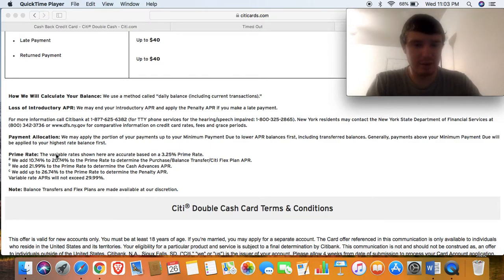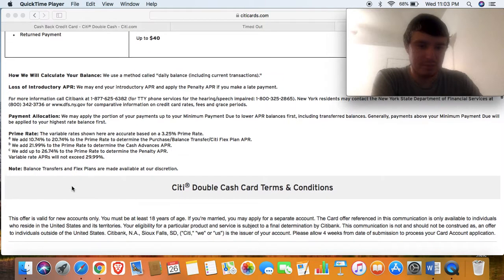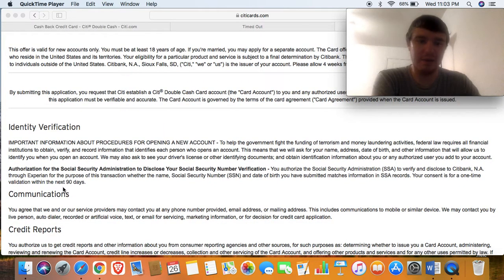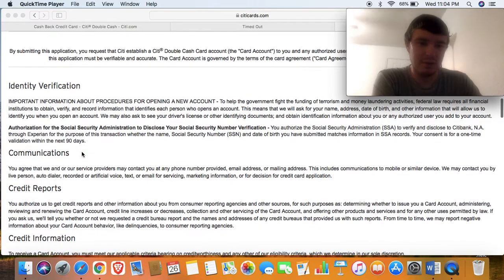Then we've got prime rate. That's basically how they break down how they come up with the interest rates that they charge you. And then here they talk about identity verification. Basically, don't lie on the application because they will find out. If they have to look up your information, they will, and if it's not right, they will cut you off and blacklist you. So don't lie on your applications. That's fraud.